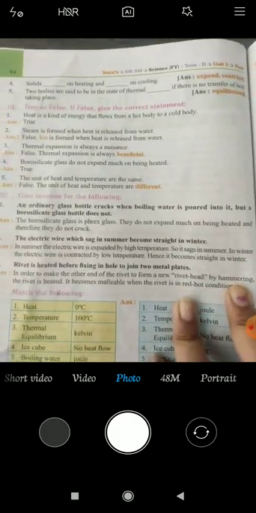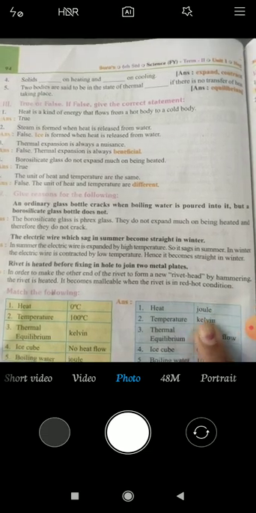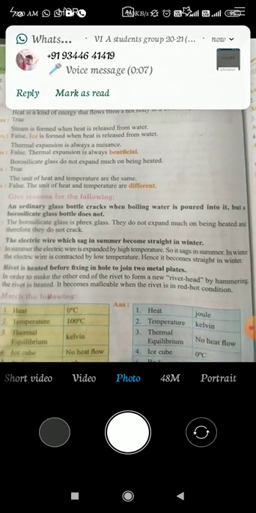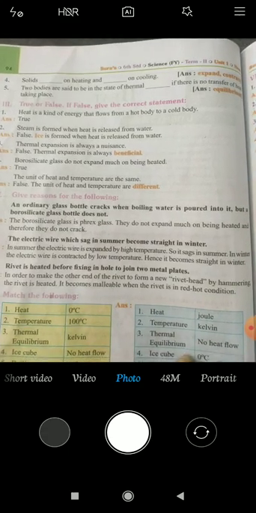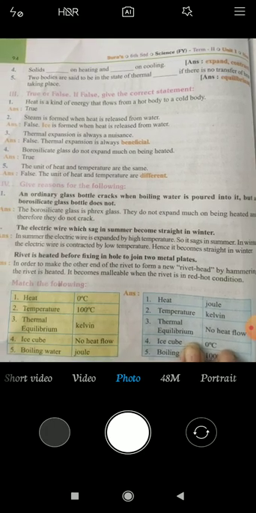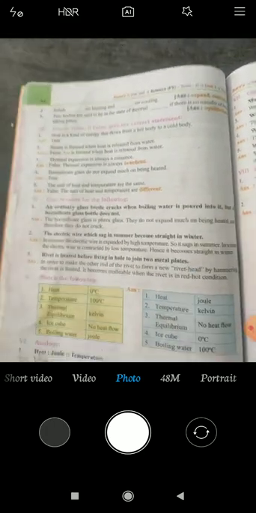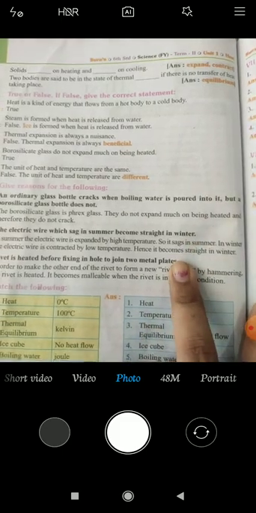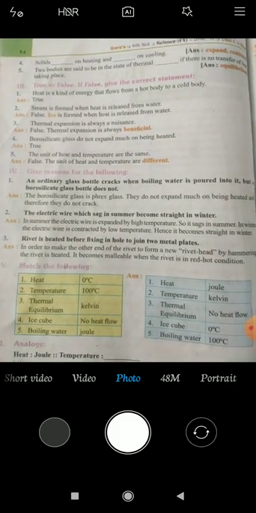Next, fourth one. The solid expands on heating and contracts on cooling. Two bodies are said to be in state of thermal equilibrium if there is no transfer of heat taking place. Do you understand that? Fill in the blanks, children.